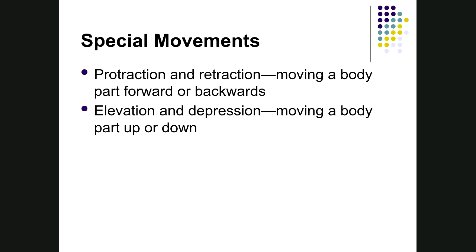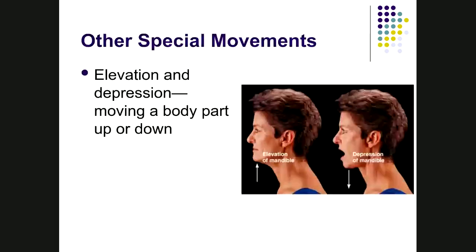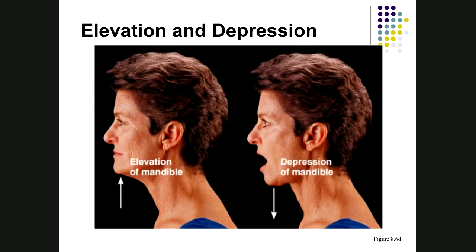Okay, some body parts can move forward and backwards. If it moves forward, it's called protraction, and backward is retraction. Some body parts can move up and down. If it moves up, it's called elevation, and down is depression. Most of the time when they use these, they talk about the mandible. And the mandible can be pushed forward and it can be pulled backwards. It can open and close or go up and down. But a better example of this, I think, is the shoulders.